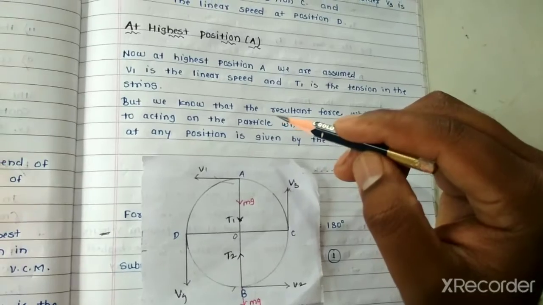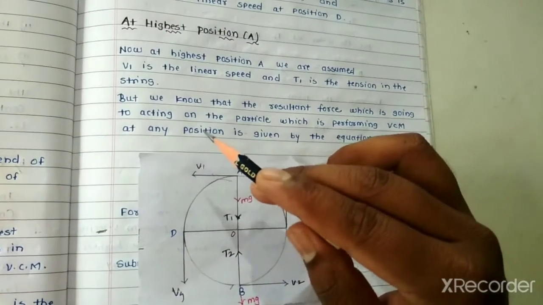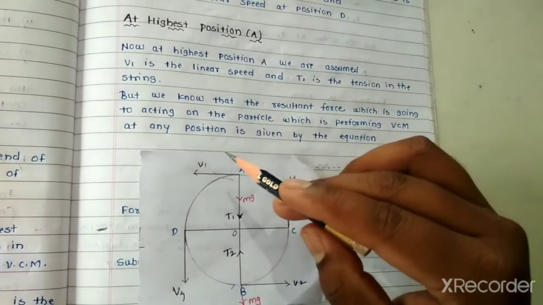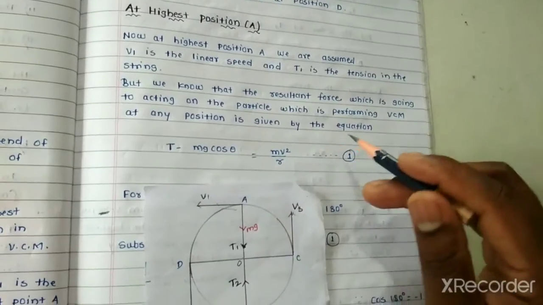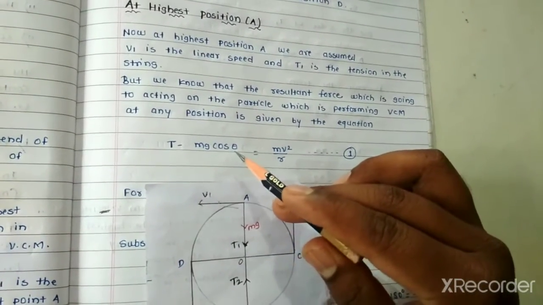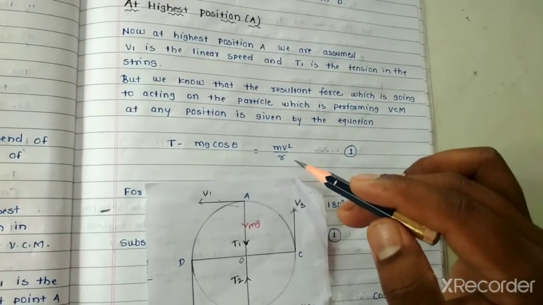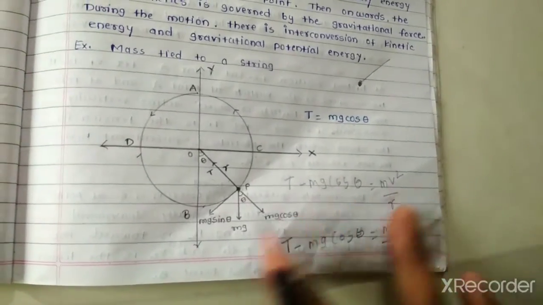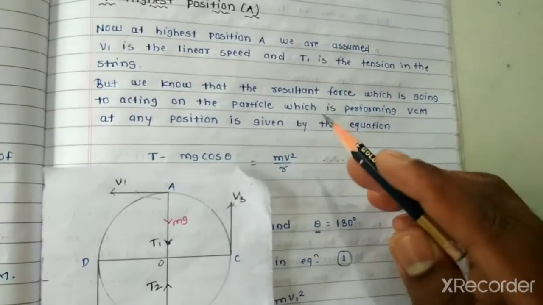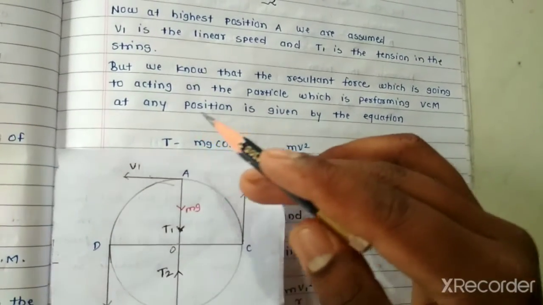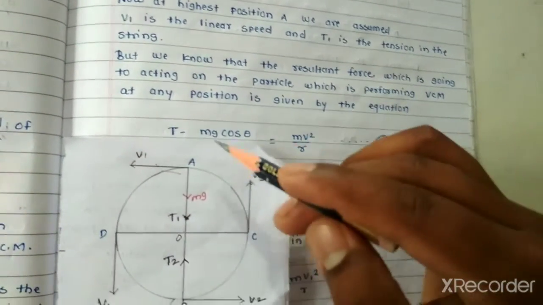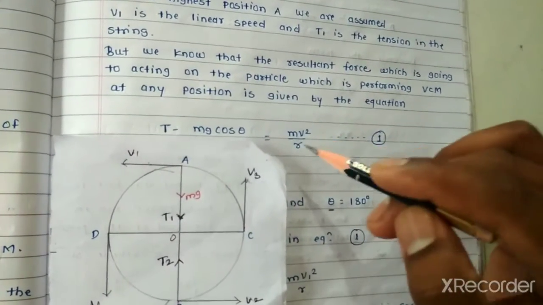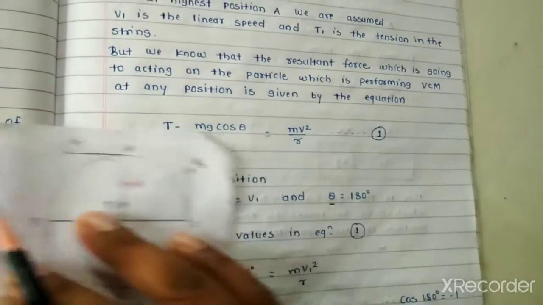But we know that the resultant force acting on a particle or object performing vertical circular motion at any position is given by the equation T minus mg cos theta is equal to mv square upon r. This is the formula for a particle performing vertical circular motion at any position. So this is the first equation.